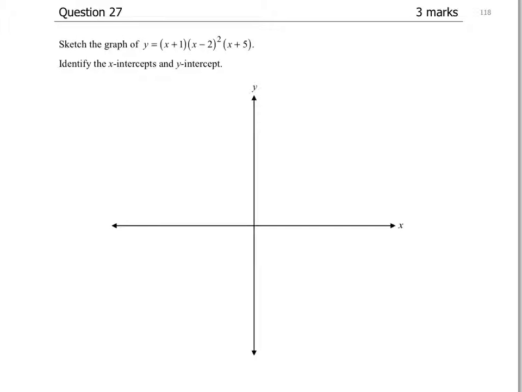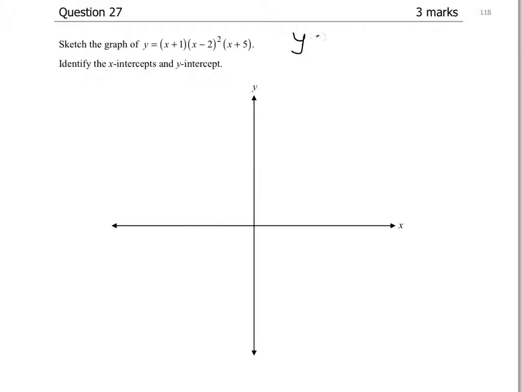Question 27. Sketch the graph of y equals (x plus 1)(x minus 2) squared (x plus 5). Identify the x and y intercepts. So the first thing that we'll identify for this graph are the y-intercepts.